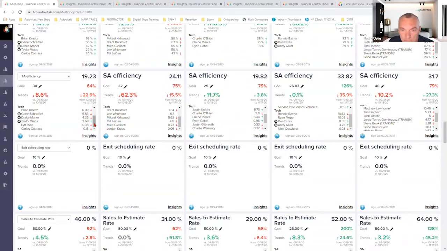Correct? Yep. And so how I like to use this is, if I'm looking at a shop that's open 5 days a week and they're averaging 8 or 10 hours a day, that's pretty damn good, because those techs are doing over 8 or 10 hours a day. So it really depends on the time frame.